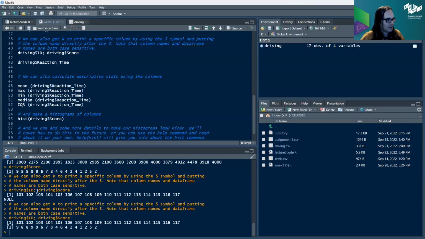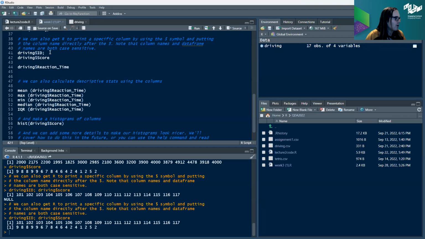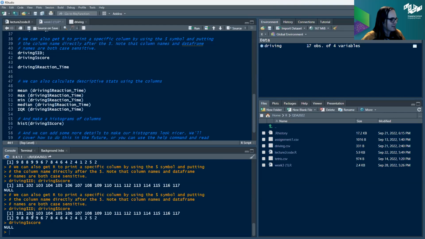So notice when I typed in driving $score, it told me nothing at all. It just said null because I didn't have that capitalized. Let's see, if I had its own row and didn't have score capitalized, it just tells me null. It doesn't give me any further information to help me diagnose my error.